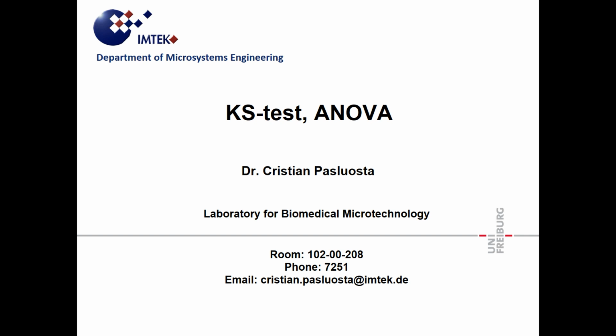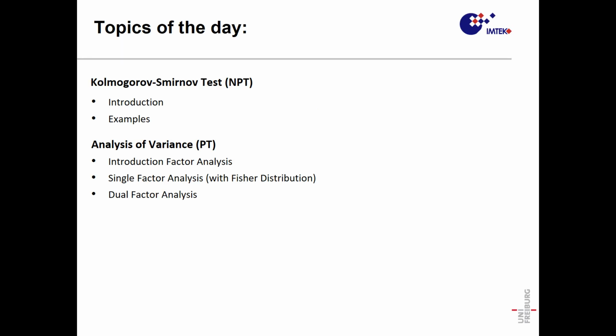So this plus two more, and then there's going to be a lecture on how the exams will look like. But today we will cover two common tests that you will encounter if you go through statistics for your work. One is the Kolmogorov-Smirnov test, and the other is the famous ANOVA, or analysis of variance. We will go through it, and we'll give you some examples as always for a better understanding.